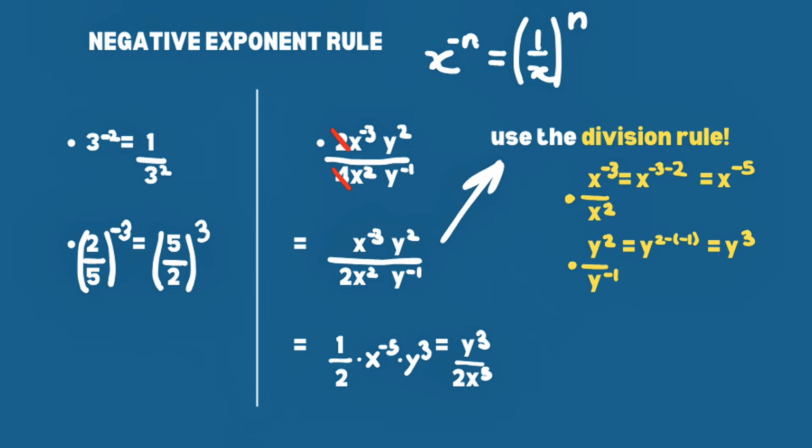And we also have y squared over y to the power of minus 1. And that's y to the power of 2 minus minus 1, which is just y to the power of 2 plus 1, which is y cubed. Here's where we use the negative exponent rule. You can see that the 1/2 is being multiplied by x to the power of minus 5. And if we flip and switch the x to the power of minus 5, we get 1 over x to the power of 5. So now we're actually left with this. And 1 times y to the power of 3 is just y cubed. The denominator, 2 times x to the power of 5 times 1, is just 2x to the power of 5, with the result of y cubed over 2x to the power of 5.